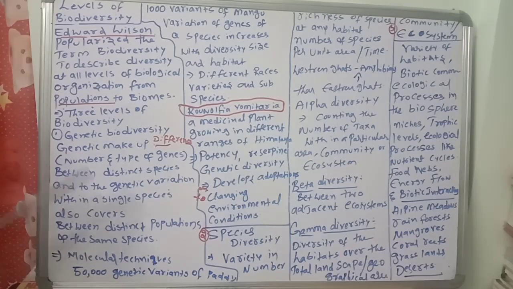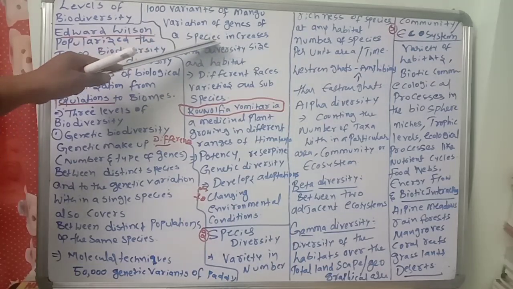So how can you identify genetic biodiversity? By molecular techniques. There are 50,000 genetic variations of paddy. You know, small sized paddy seed and large sized. Some will be big, some will be small. Some will be tasty, some will be enriched with vitamin E, like golden rice. You know very well. 50,000 genetic variations of paddy, 1,000 variants of mango.